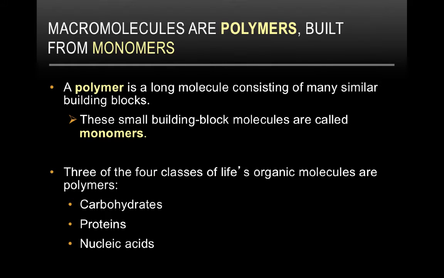A polymer is a long molecule that consists of many similar building blocks. These small building block molecules are called monomers, as I mentioned previously. Three of the four classes of life's organic molecules, or macromolecules, are actual polymers that are made up of many smaller units. These include carbohydrates, proteins, and nucleic acids.